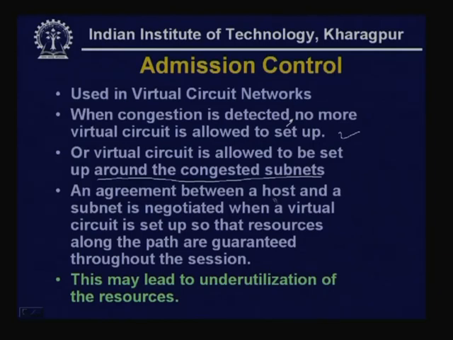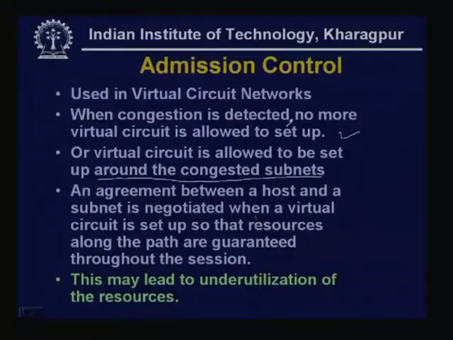An agreement between a host and a subnet is negotiated when the virtual circuit is set up, so that resources along the path are guaranteed throughout the session. That means, whenever a virtual circuit is set up, the required bandwidth and required buffer space are all negotiated between the source node and the subnet, so that the congestion is overcome. So, this is the admission control approach.